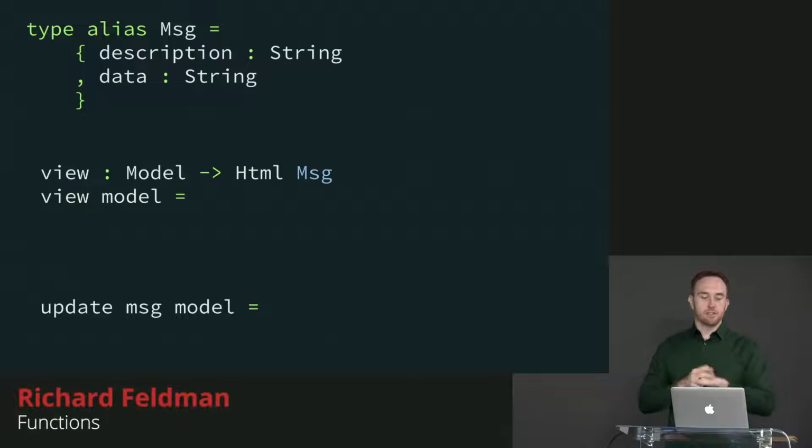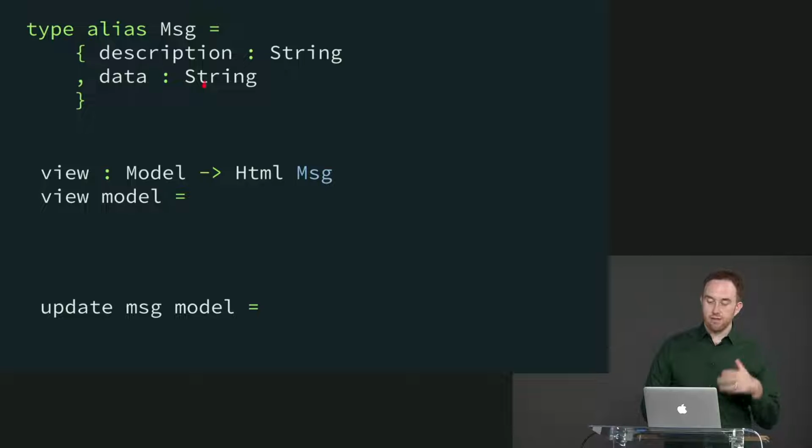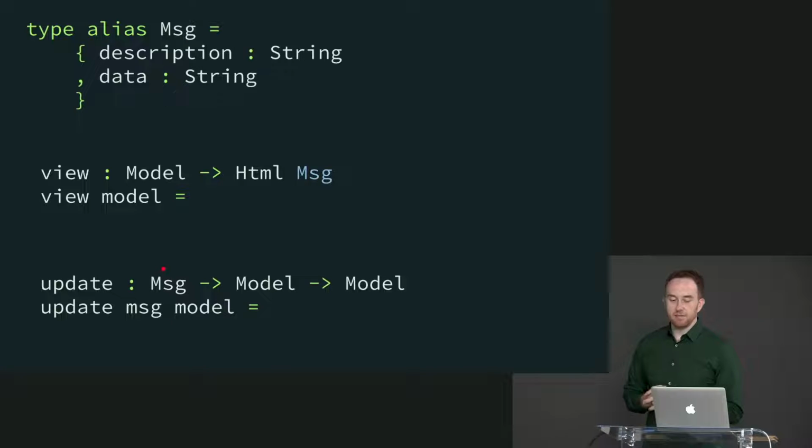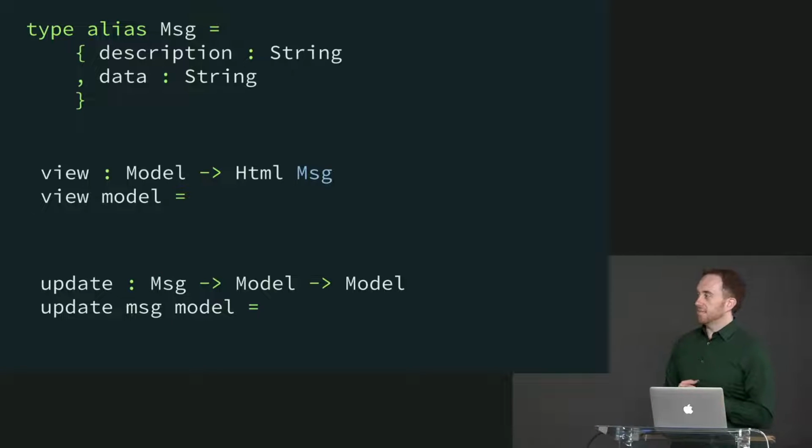All right, if this is our message type, and we've seen that that's the type of message, and then we've seen that model also, we've given a type alias, what's the type of update? This is the type of update. Update takes a message and a model and returns a model.